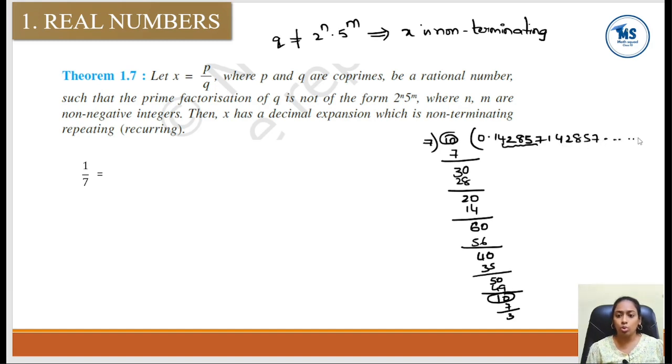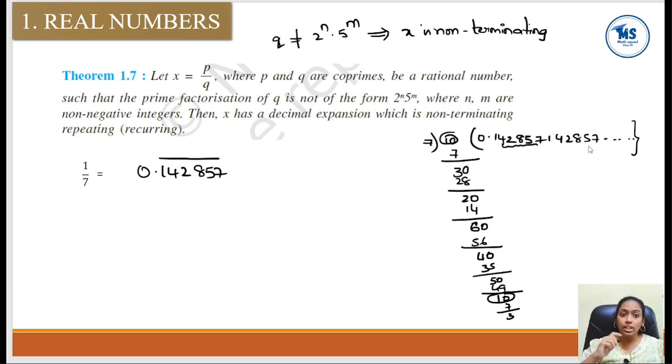It will be 142857, again 142857. This is 0.142857, repeating. Okay, non-terminating and repeating. This will not stop anyway. This will keep on going. Okay, the decimal expansion is non-terminating for the number 1 by 7.